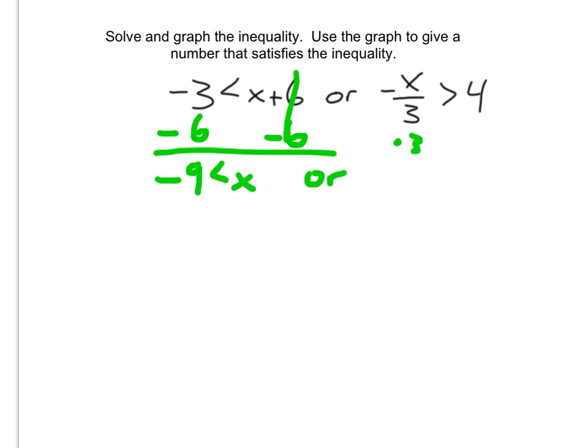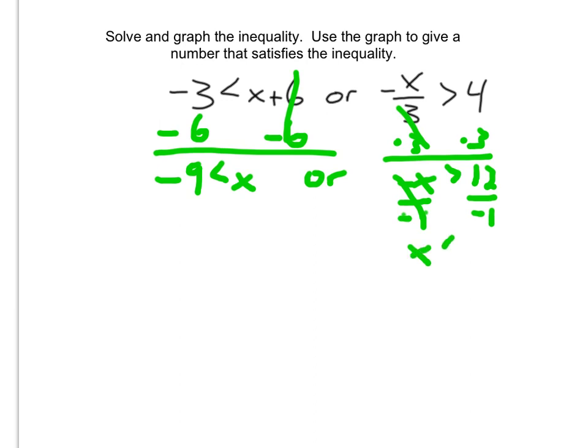Multiply by 3 on both sides. These cancel. I get -x is greater than 12. Now I've got to divide by -1 on each side. That cancels the negatives. I have to flip the sign. Okay? So I've got -9 is less than x, or x is less than -12.